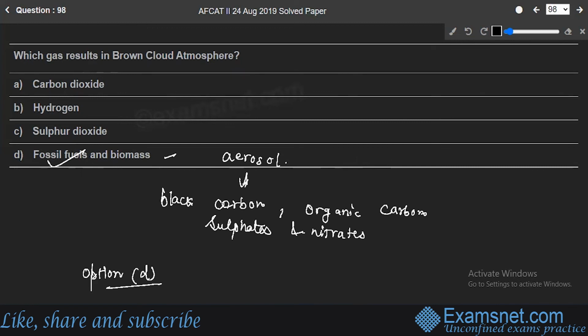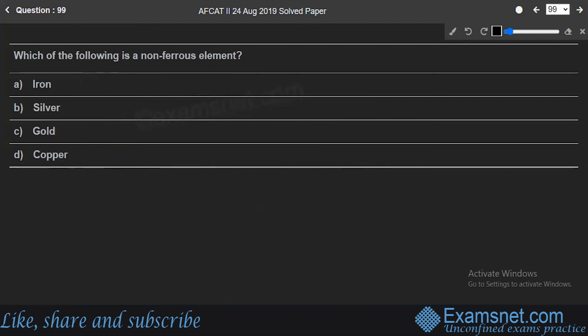Let's move to question number 99. Which of the following is a non-ferrous element? Is it iron, silver, gold, or copper? See, copper is the answer. Iron, silver, gold, this is not the answer. What are the non-ferrous elements? They include aluminium, copper, nickel, lead, tin, titanium, zinc, and alloys such as brass. So brass is also included.